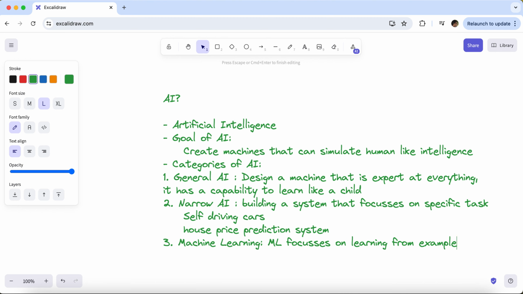And machine learning, this is what it focuses on. It focuses on learning from examples. It focuses on learning from experiences. It knows how to understand a particular set of data, and how to generate the prediction out of it. In our subsequent tutorials we are going to talk more about machine learning, and various aspects, various folds of machine learning.